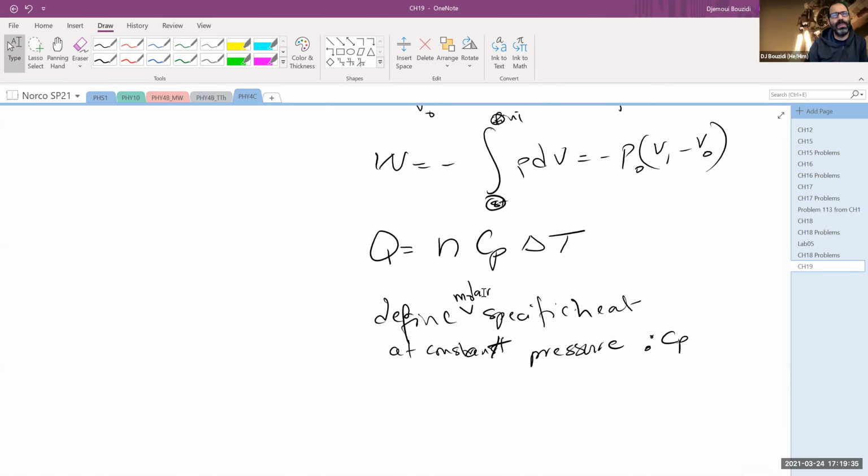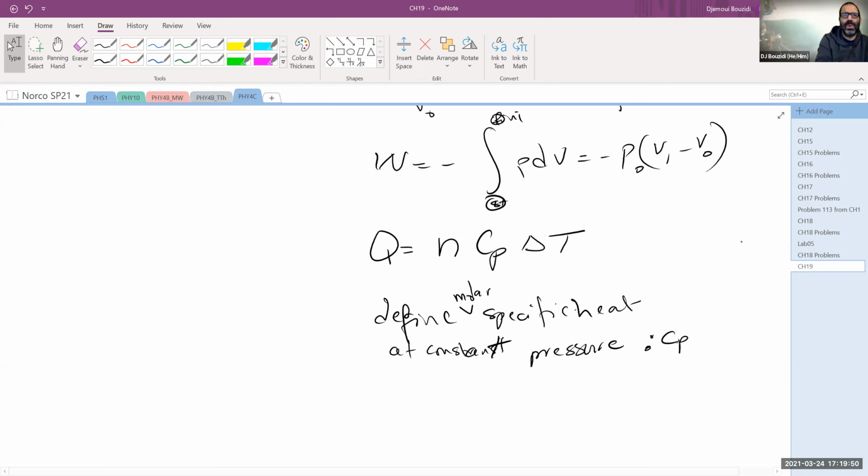I know for Cv, the monoatomic gas is 3/2 R, the diatomic gas is 5/2 R, and the polyatomic gas behaves more like 7/2 R. We need to find the Cp also in a similar fashion. So we need to express it, as a matter of fact, in terms of R too.